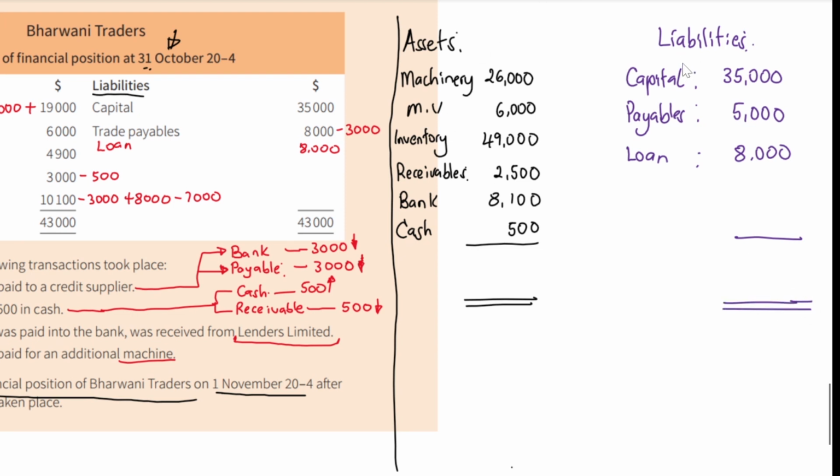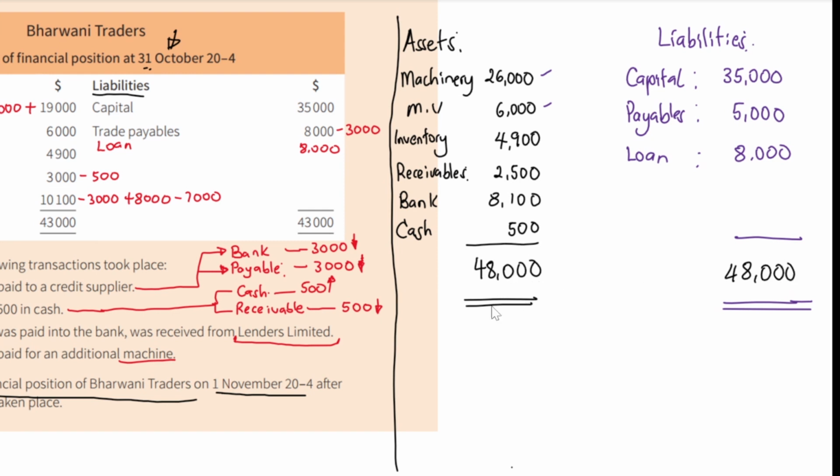When we add up everything, these things are supposed to balance. So we are going to add up everything. 26,000 plus 6,000. Actually, inventory is not 49,000. Inventory is supposed to be 4,900. That is an error. Let me fix it. It's supposed to be 4,900. Okay, so let's go ahead and add it up and see what it gives us. This is giving us 48,000. And when we add up the liability side, it is also equally giving us 48,000.